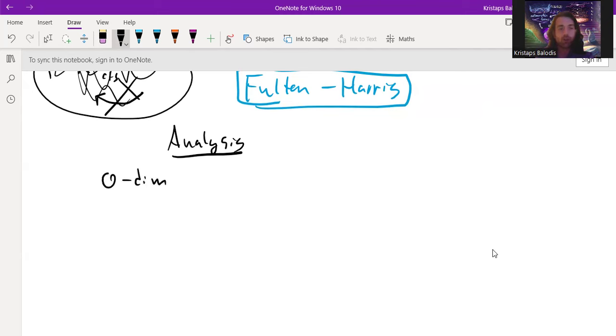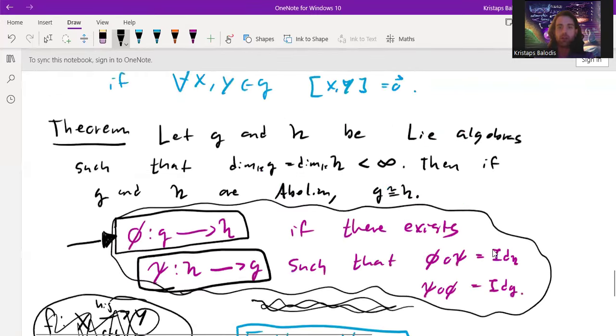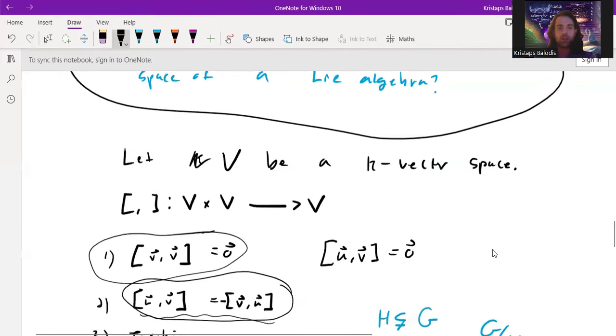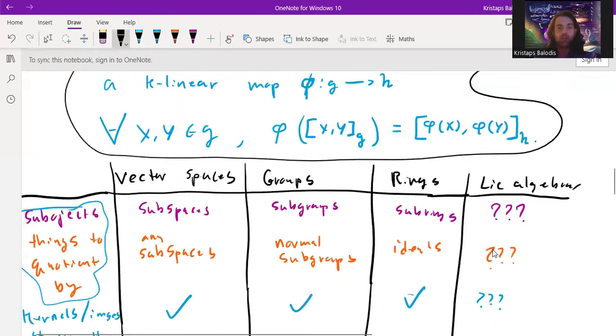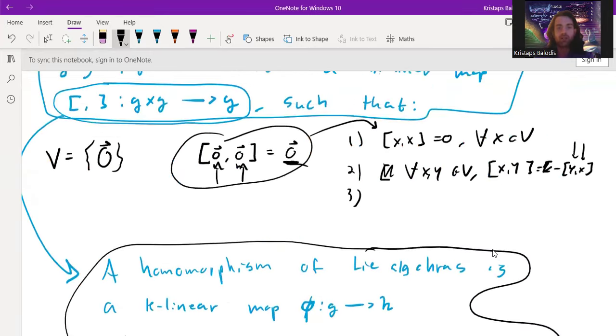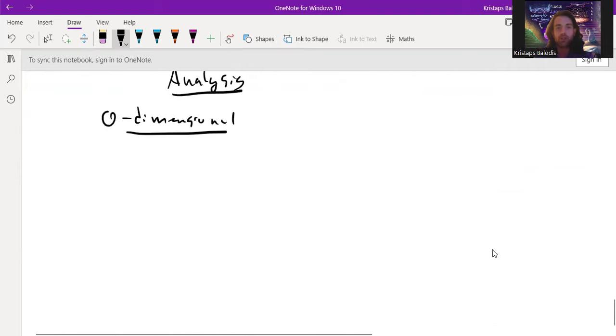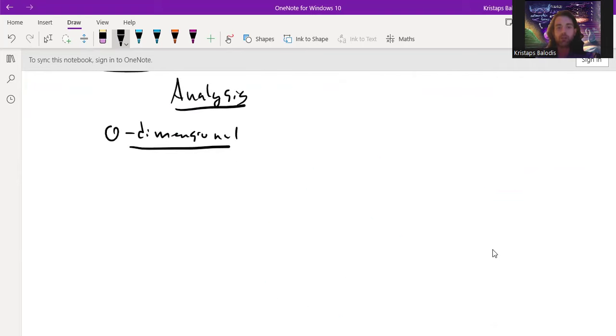So first off, in dimension 0. Well, we already talked about this. We did in the last video talk about the stupidest example. So 0-dimensional, again, you can prove it has to be abelian, right? And so by the uniqueness of abelian Lie algebras, there's one abelian one here, and there's nothing else. There's just the 0-dimensional Lie algebra.